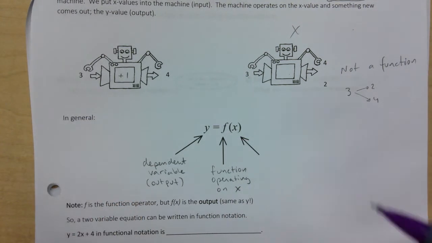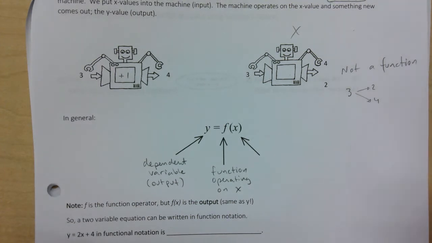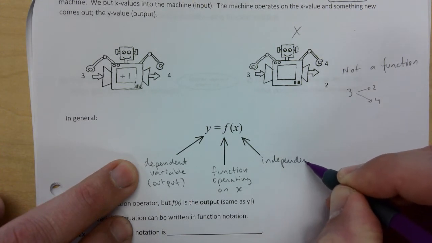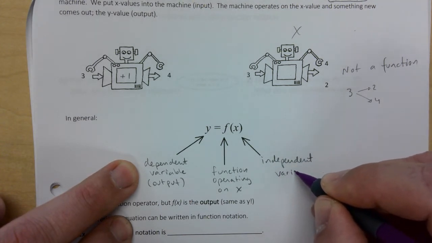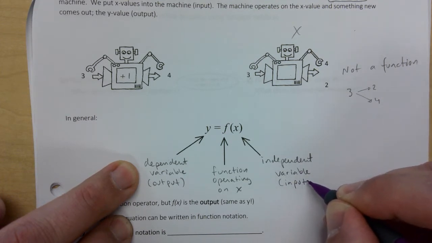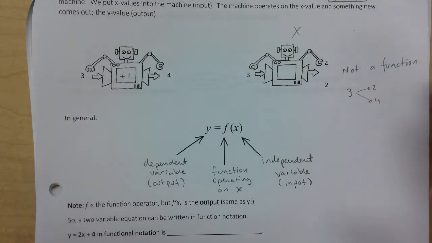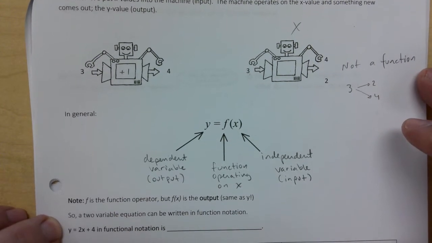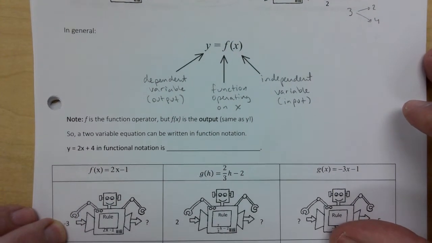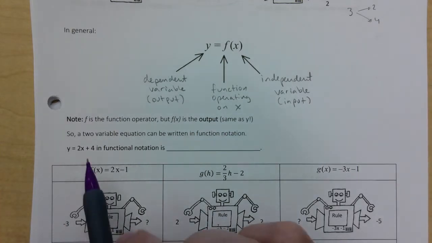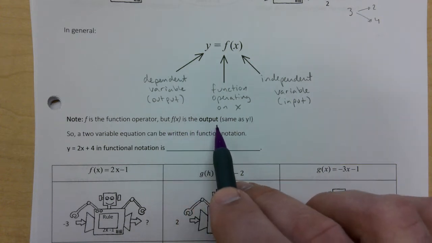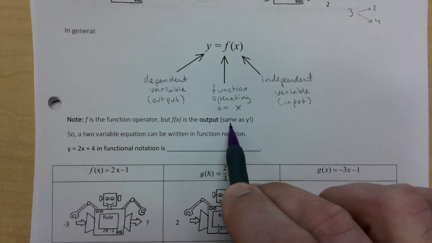There will be something that will operate on x, on the x value you plug in. And this is your independent variable, and also, as we already learned, that's our input. Okay, so you will see how that works in a bit. So you just have to have your terminology figured out. Note, f is a function operator, but f of x is the output. So it's the same as y.